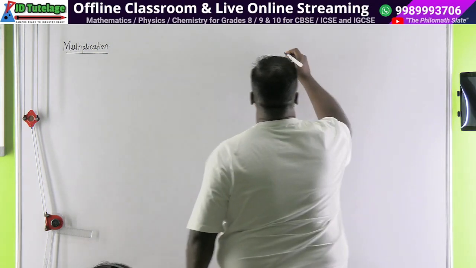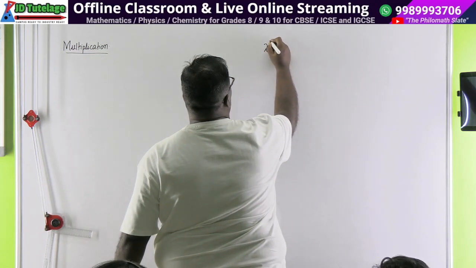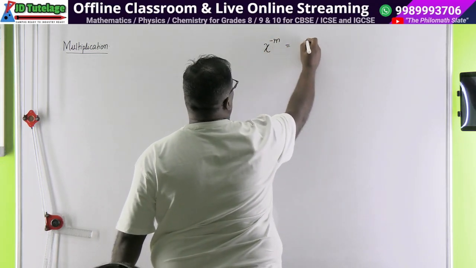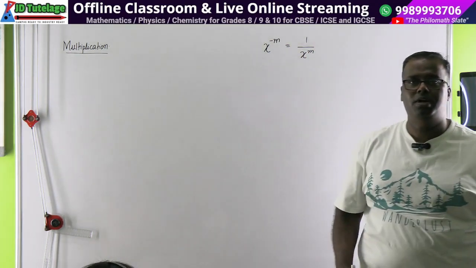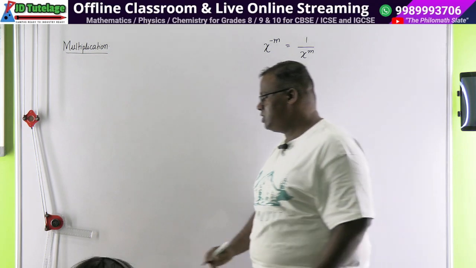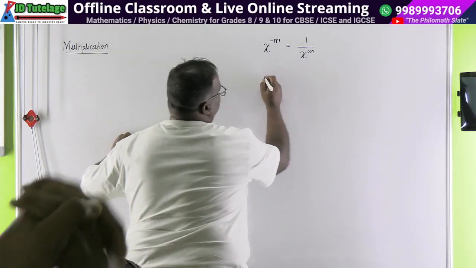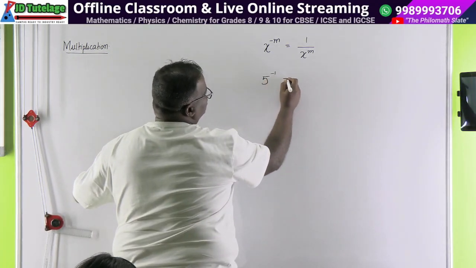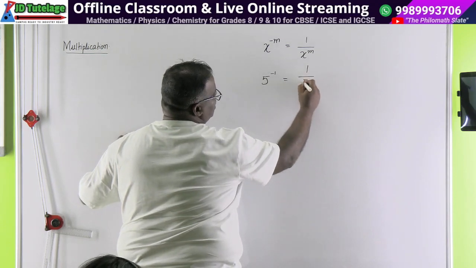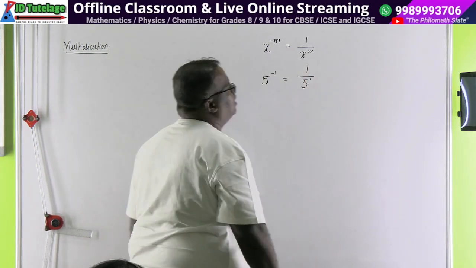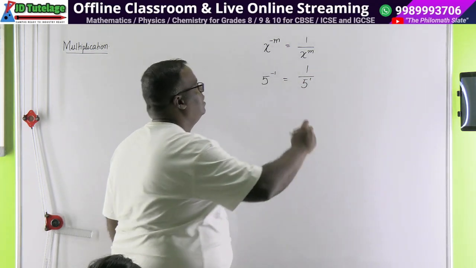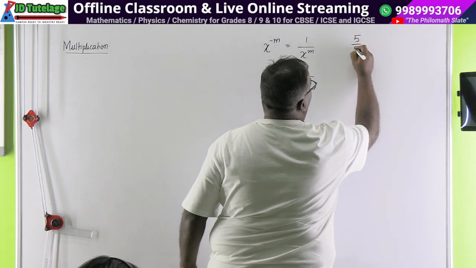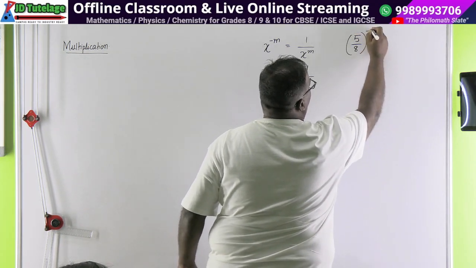Find the value of 5/8 inverse. Okay, this is C. Have you in grade 7 studied something like x to the power minus m equal to 1 by x to the power m? Have you studied this? Do you remember? Yes sir. Okay. Now suppose I tell you solve 5 to the power minus 1. What do you write? 1 by 5 to the power 1. Have you understood, Hannah? Now you are given to solve (5 by 8) to the power minus 1.